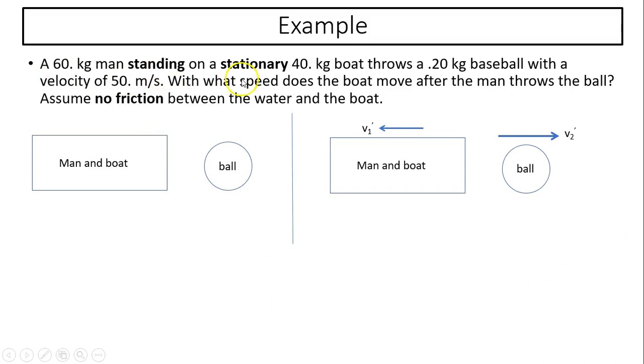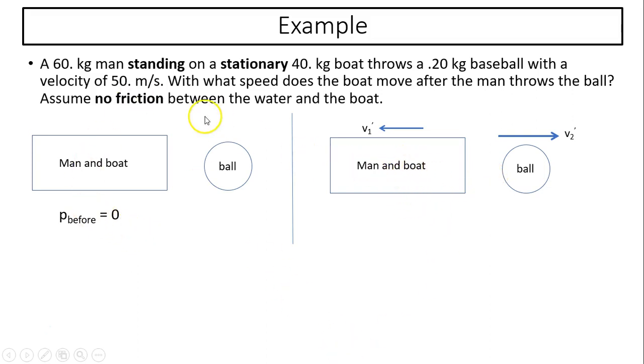Let's take a look at another example. A 60-kilogram man standing on a stationary 40-kilogram boat throws a .2 kilogram baseball with a velocity of 50 meters per second. With what speed does the boat move back after the man throws the ball? The important first step here is to figure out what the system consists of. The system actually consists of the man and the boat, that's one object, and the ball, that's another object. Before, they are all stationary. So total momentum before is 0.